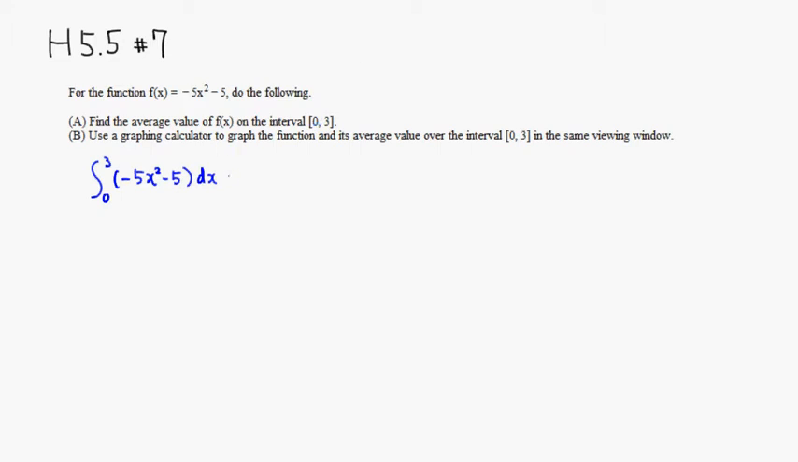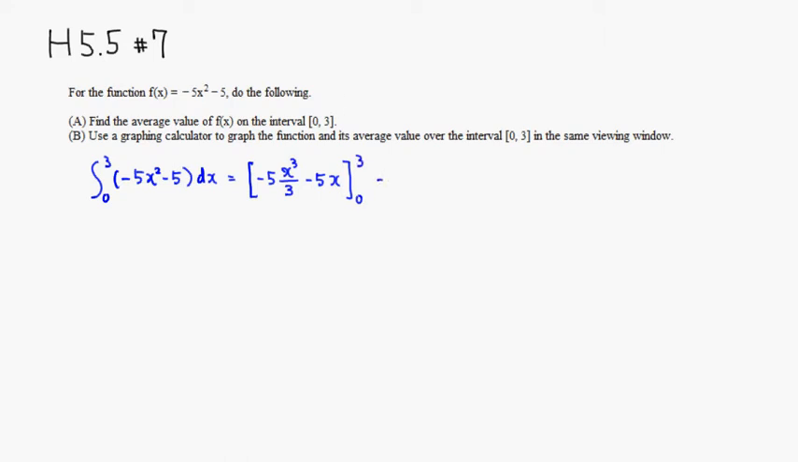So if you take the antiderivative, negative 5 is just a constant, so I'll just write that. The antiderivative of x squared would be: add 1 to the power, so it's 3, and divide by 3. And the antiderivative of negative 5 is negative 5x. Then we're going from 0 to 3.